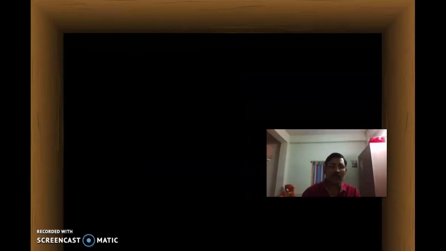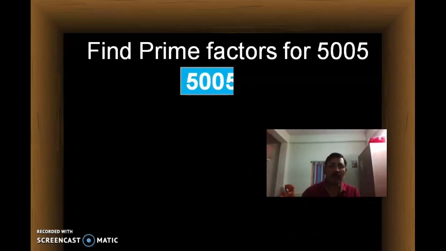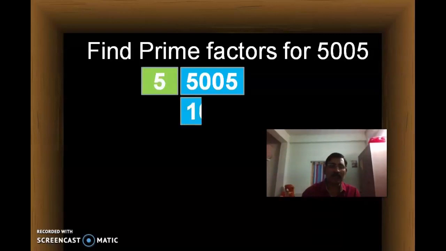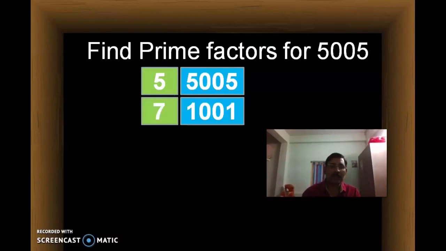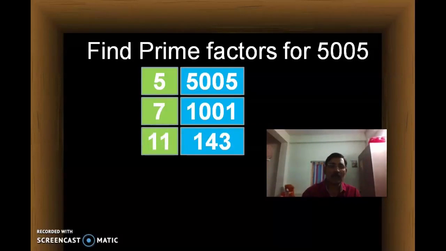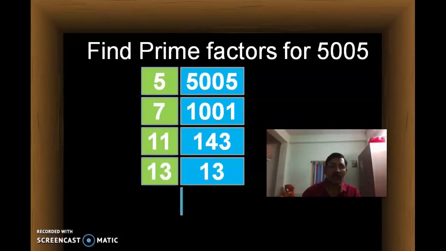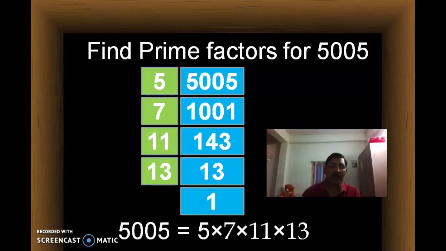Now let us see one more example. Find the prime factors of 5005. 5005 is clearly divisible by 5, so we get 1001. Then 1001 is divisible by 7, giving 143. And 143 is divisible by 11, giving 13. And 13 is divisible by 13 one time. So here clearly we can observe that for 5005 the prime factors are 5 into 7 into 11 into 13.